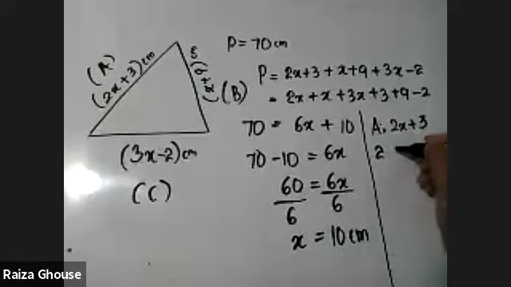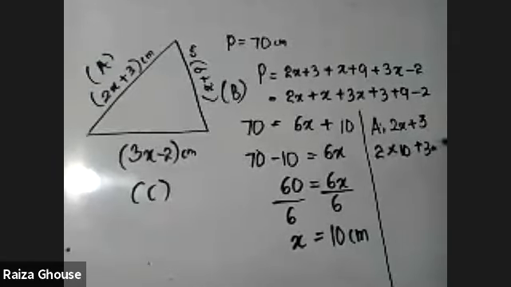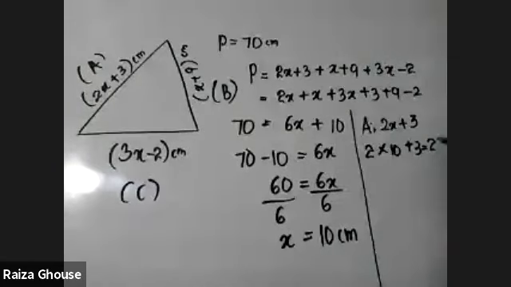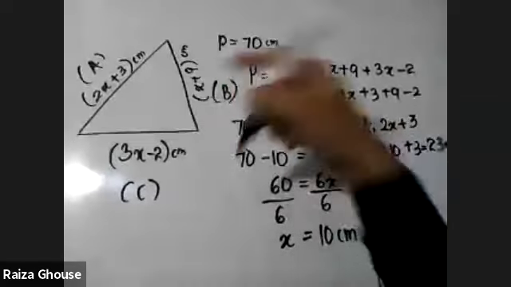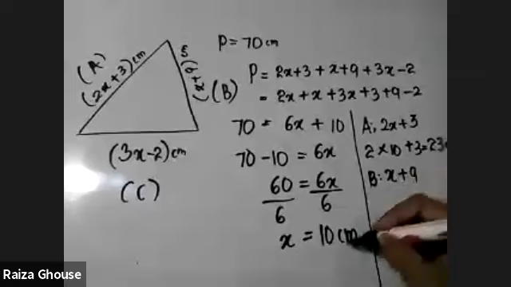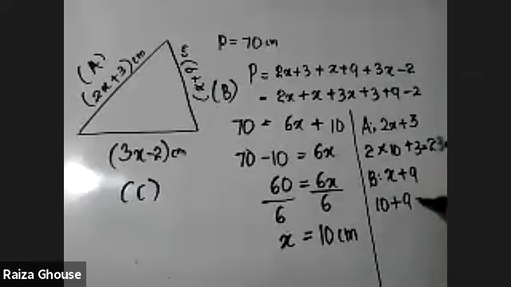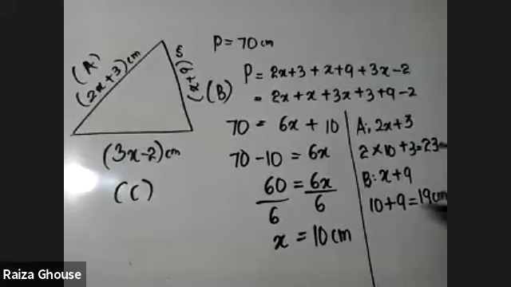2x means 10. 2 times 10 plus 3. 2 times 10, 20. 20 plus 3, you are getting the answer 23 centimeters. B. B means x plus 9. X means 10, plus 9. 10 plus 9, 19 centimeters.